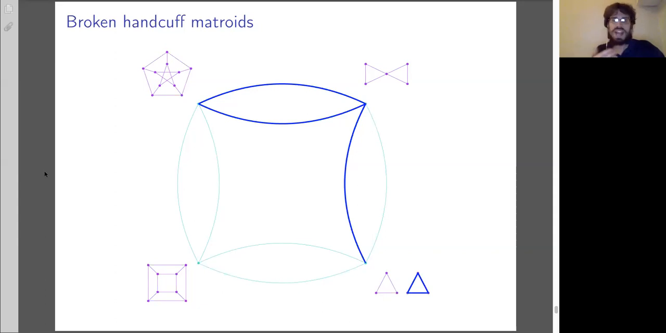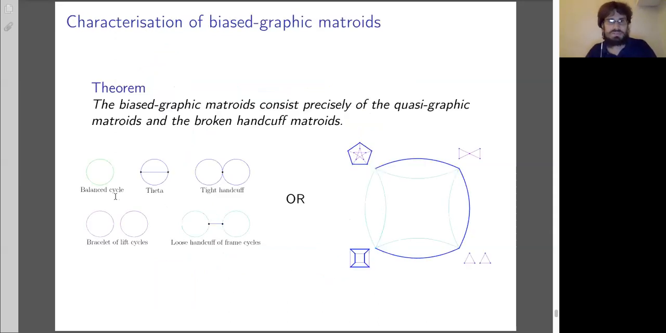And so these are called the broken handcuffs for this construction. And a matroid built in this way from such a collection of a biased graph and then a biased graph for each vertex, that's called a broken handcuff matroid. And now we get the following characterization. So this is slightly wrong. I realized too late there's a mistake here. This should say the connected biased graphic matroids. So the connected biased graphic matroids consist precisely of the connected quasi-graphic matroids and the connected broken handcuff matroids. So these are the only two possibilities, right? It could be given in this way from a proper tripartition, or in this way via the broken handcuff construction.